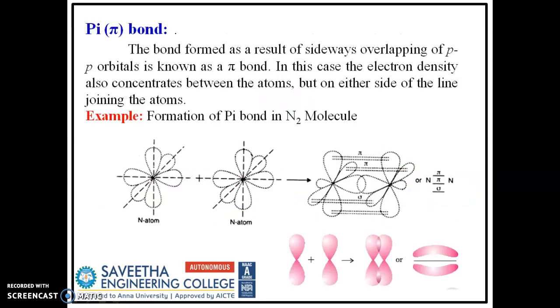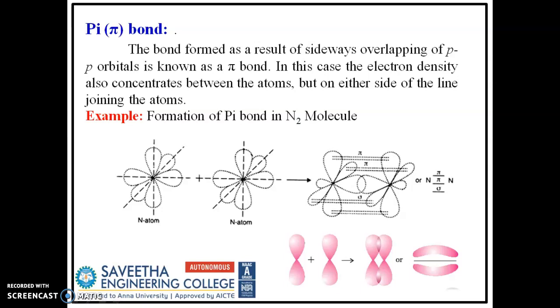Next, pi bond formation. The bond formed as a result of sidewise overlapping of p orbitals is known as a pi bond. In this case, the electron density also concentrates between the atoms, but on the other side of the line joining the atoms. Here, they have given the formation of a pi bond in the nitrogen molecule.